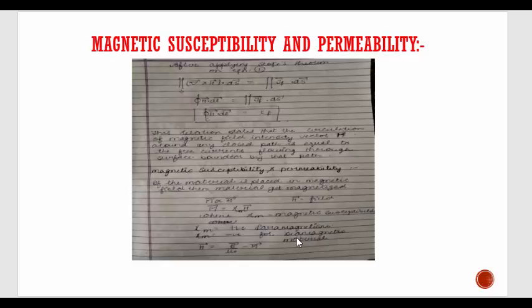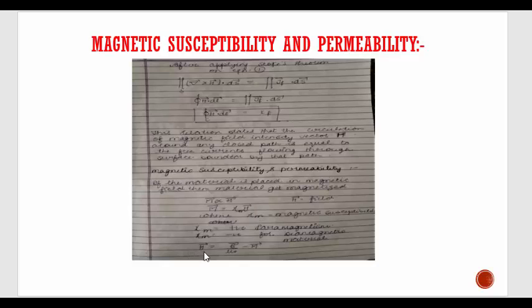If psi m is negative, it means we are dealing with diamagnetic substances. Paramagnetic substances are those where, when we apply a magnetic field to the material, all the dipole moments get magnetized in the same direction as the magnetic field. Then it is called a paramagnetic substance. Diamagnetic substances are those where the magnetic field and the dipole moment are in opposite directions.